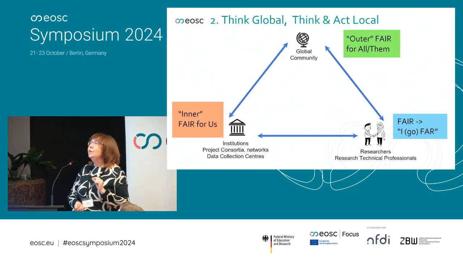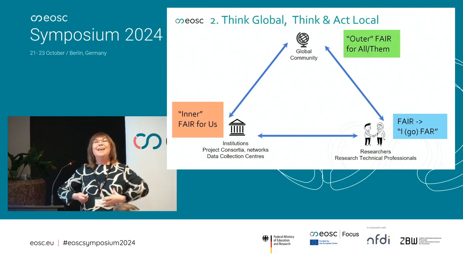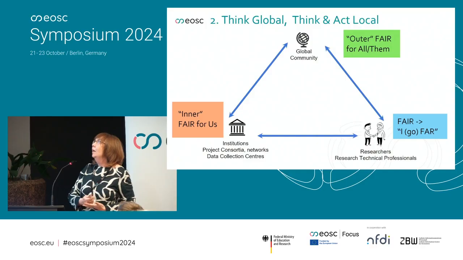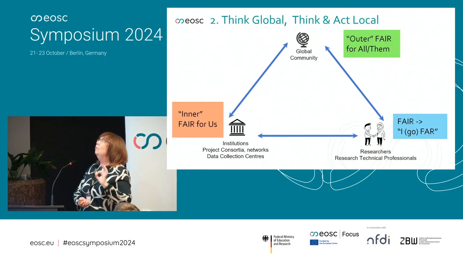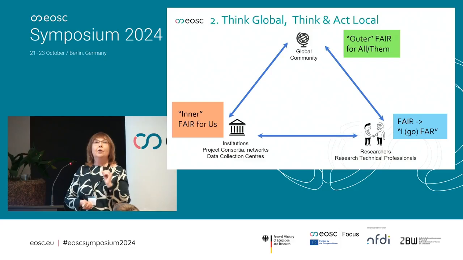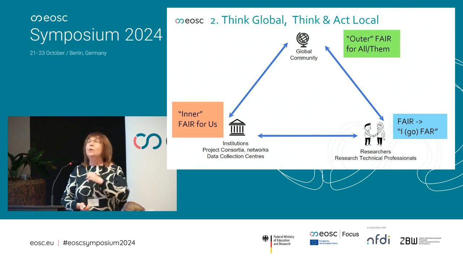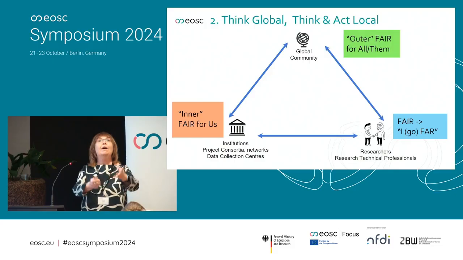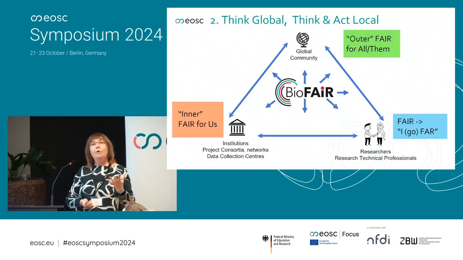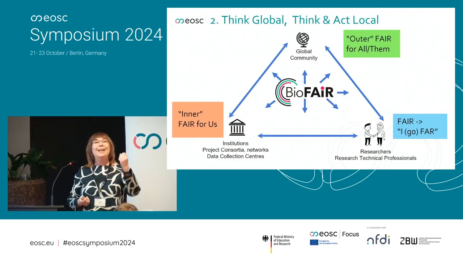The second thing is, if you're working at this level, you're talking about institutions and research projects and what FAIR and quality mean for them. That's inner FAIR. That's FAIR for us. If you talk to individuals and researchers and research technical professionals, you rearrange the letters of FAIR to be 'I go far', which means what's in it for me, right? Because that's what you really care about. You don't really care about outer FAIR, which is FAIR for everybody else. And so BioFAIR, this infrastructure, has to support each of these, and each has a different definition of FAIR, each has a different definition of quality.